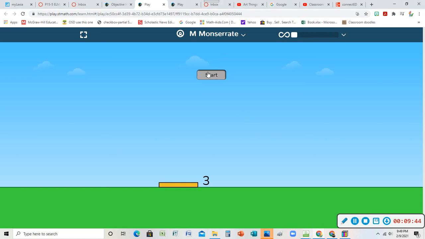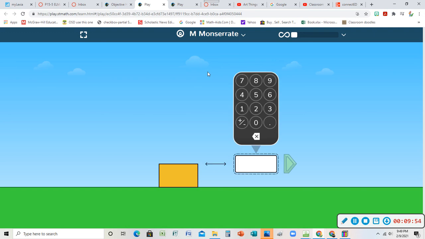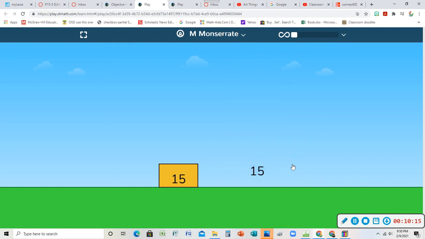Okay, here's my next one. 3 times 1 times 7, take away 6. So 3 times 1 is 3, times 7 is 21, subtract 6 is 15. Hopefully I saw the right numbers. Yay!